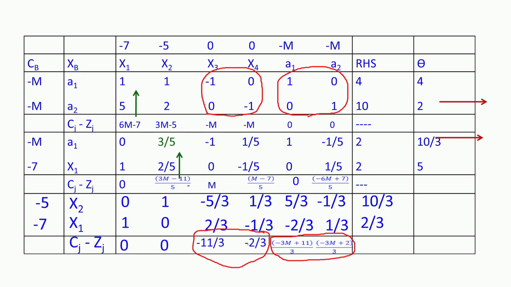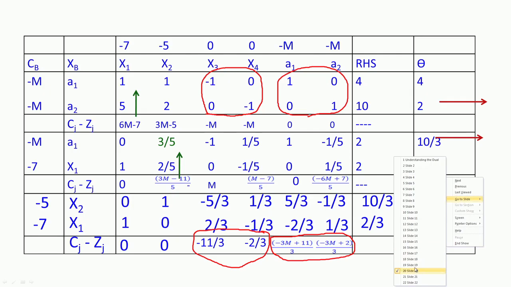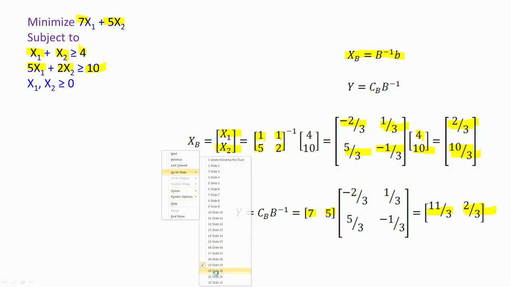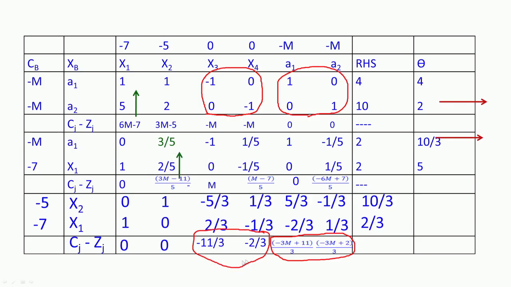So, 11 by 3 and 2 by 3. If we go back to the previous slide, we will realize that the values are 11 by 3 and 2 by 3. Now, you realize that in this slide we are able to see this 11 by 3, 2 by 3 when we use the big M method. So, this is the simplex algorithm based on the big M method.